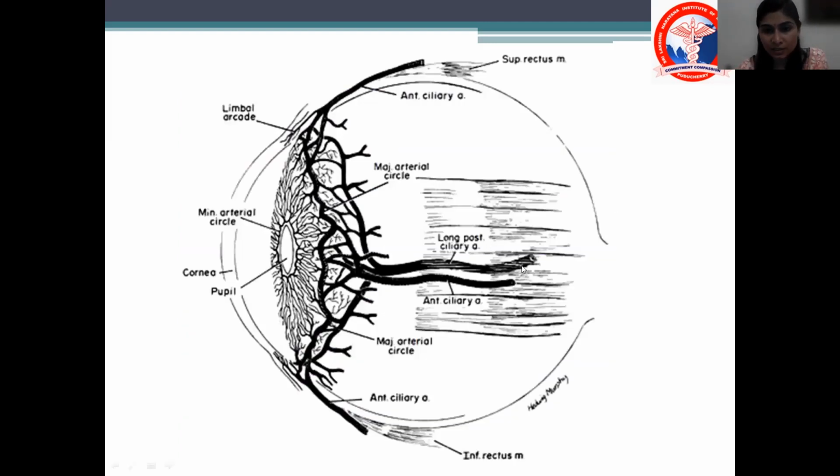Here in this diagram, we are seeing these are the 2 long posterior ciliary arteries. This is the anterior ciliary artery, and they are anastomosing and forming a major arterial circle, and then giving branches supplying the ciliary body and the choroid. There is a major arterial circle, and this is a minor arterial circle. The minor arterial circle is at the pupillary margin, and the major is at the base of the iris.